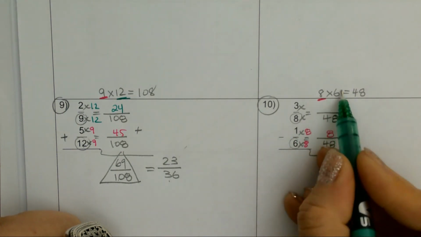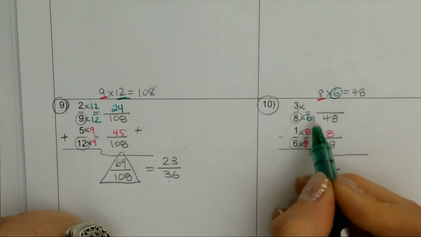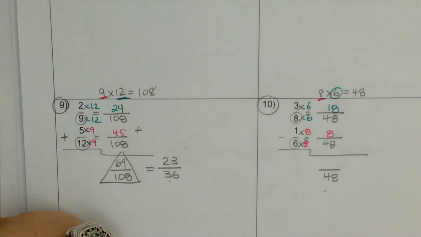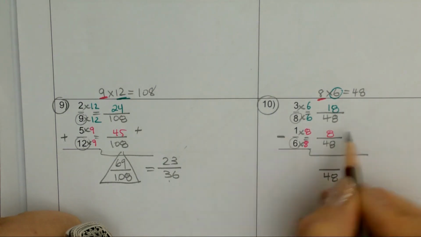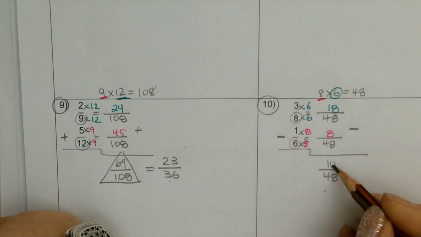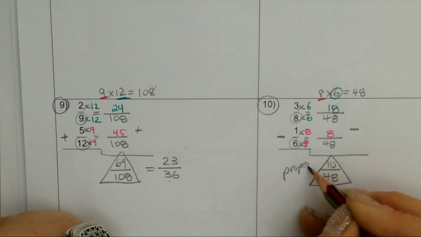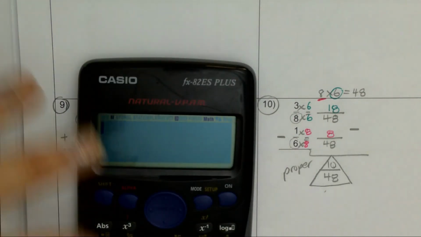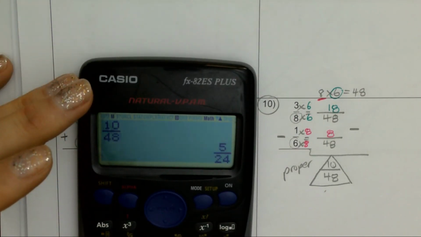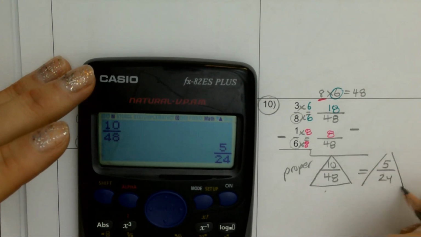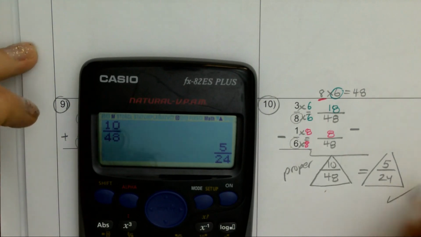8 times what is 48? Well, it's 6 because we have it right here. So 3 times 6 is 18. Is it add or subtract? Subtract. So 18 subtract 8 is 10, and that's small, big. So it's proper. Okay, it's like a jebel, a mountain. But we still have to check if we can make it more simple. Yes. 5 over 24. And when it's proper, you can't make it into mixed. So we just leave it like that. Okay.